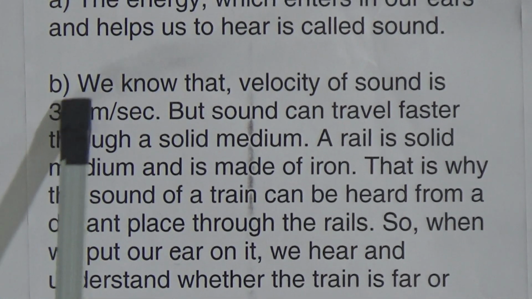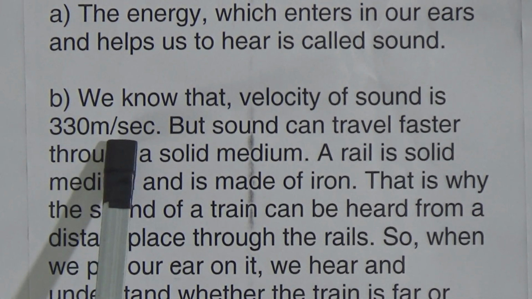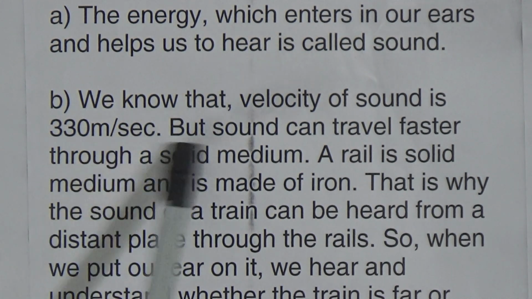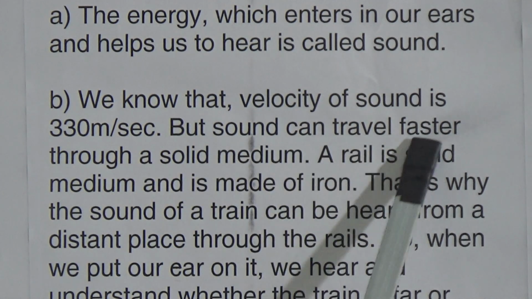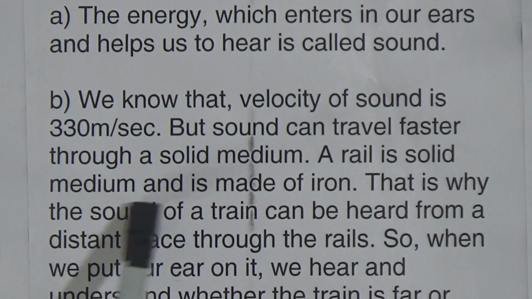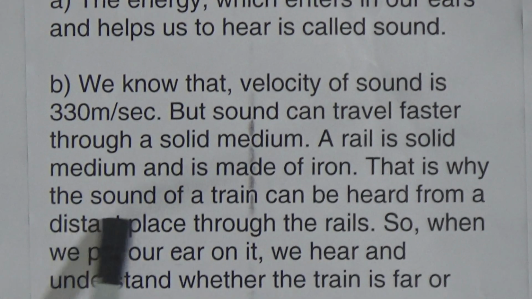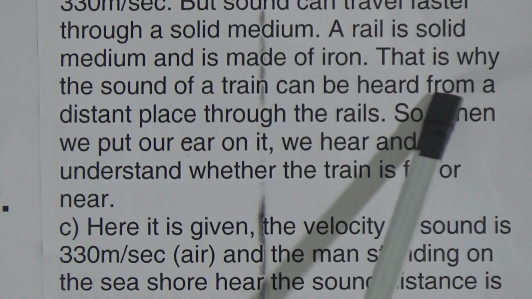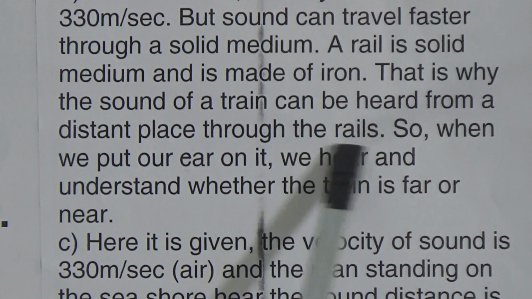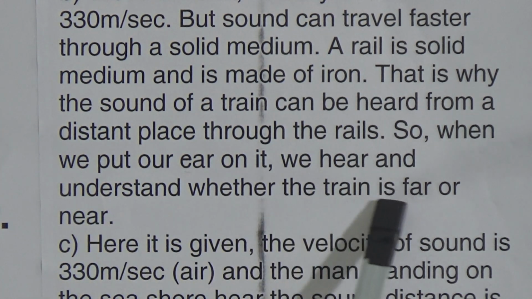The answer is we know that the velocity of sound is 330 meter per second. This is the value according to our stem. But sound can travel faster through a solid medium. A rail is a solid medium and is made of iron. That is why the sound of a train can be heard from a distant place through the rails. So when we put our ear on it, we hear and understand whether the train is far or near.